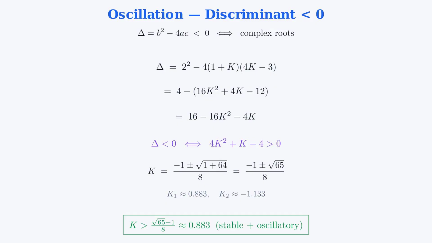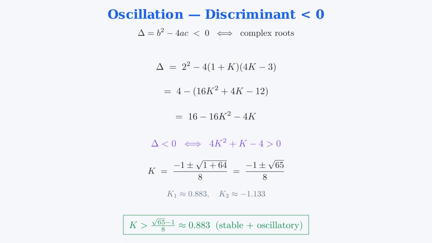Multiply by -1 and flip. 16k squared plus 4k minus 16 greater than 0. Divide by 4. 4k squared plus k minus 4 greater than 0. Solve the quadratic in k. k equals -1 plus or minus root 1 plus 64, all over 8.